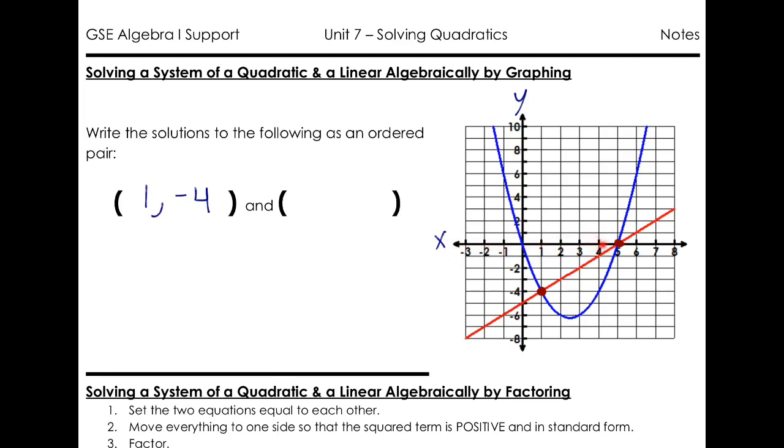Next one is we go over on x. We're at 5 on x. It doesn't go up or down, so it's 0 on y. So it is 5 and 0.